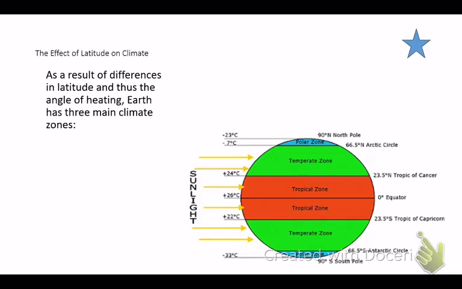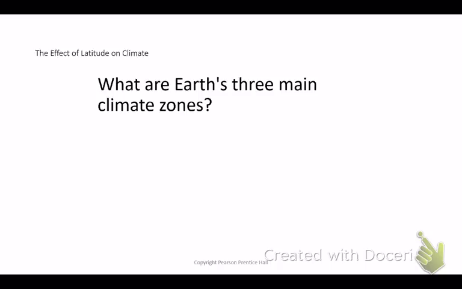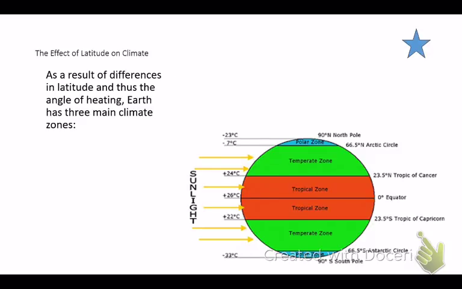Okay, so you want to make sure that you know the 3 climate zones. So I have this question here. What are the Earth's main 3 climate zones? Please write that down. And then on the next slide, here's the answer to that question. The 3 main climate zones, which are a result of latitude, so they're a result of how high they are on Earth, such as what we see here. We have 3 main climate zones.